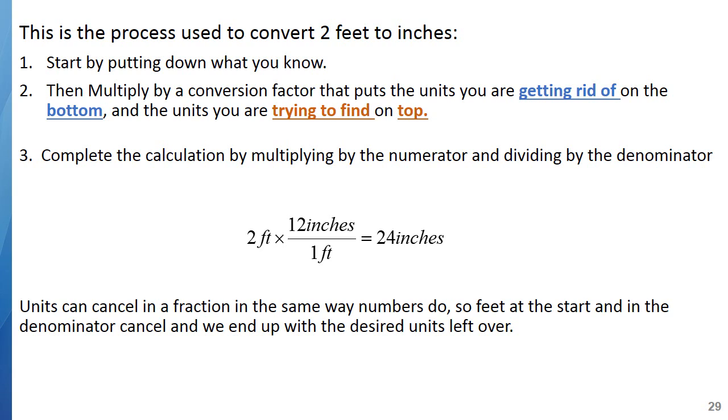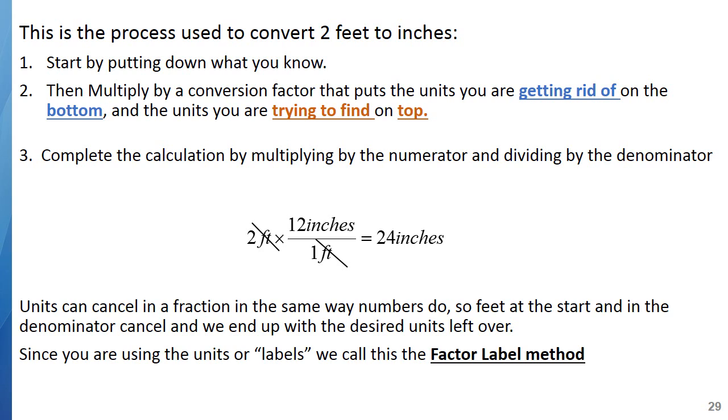If you get confused, you can put 2 feet over 1 because any fraction can be made by putting it over 1, if that helps you see it better. But we have feet in the numerator and 1 foot in the denominator, so they cancel out. And so the units that we're left over with is inches. Since we're using units or labels to help us get through the process, we sometimes call it the factor label method. Sometimes you'll also hear it called dimensional analysis.